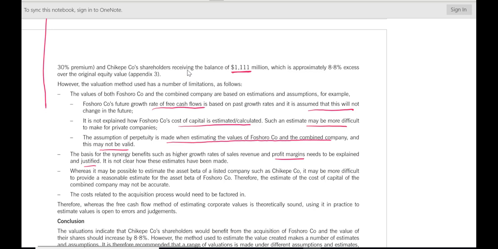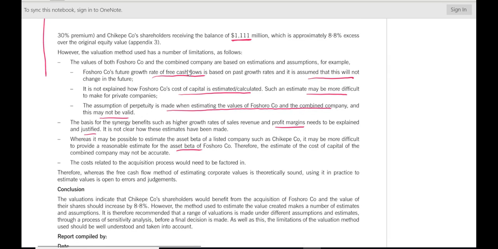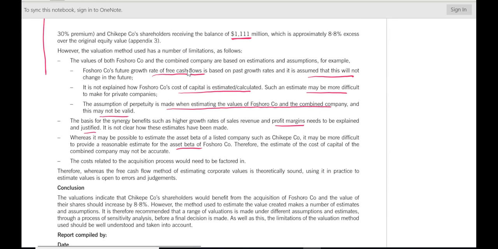Whereas it may be possible to estimate the asset beta of the listed companies, it may be difficult to calculate the asset beta of the private company, but we are assuming that this data is reliable. The cost related to the acquisition would need to be factored in. Here we are considering the acquisition of Fisher & Co, but we are ignoring the cost incurred in order to acquire the other company, the cost of involving an investment bank, valuation cost, and so on.